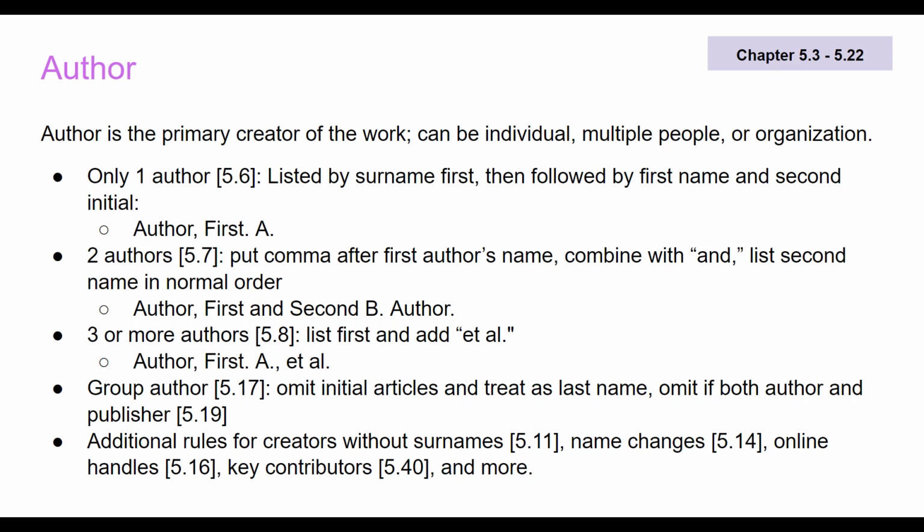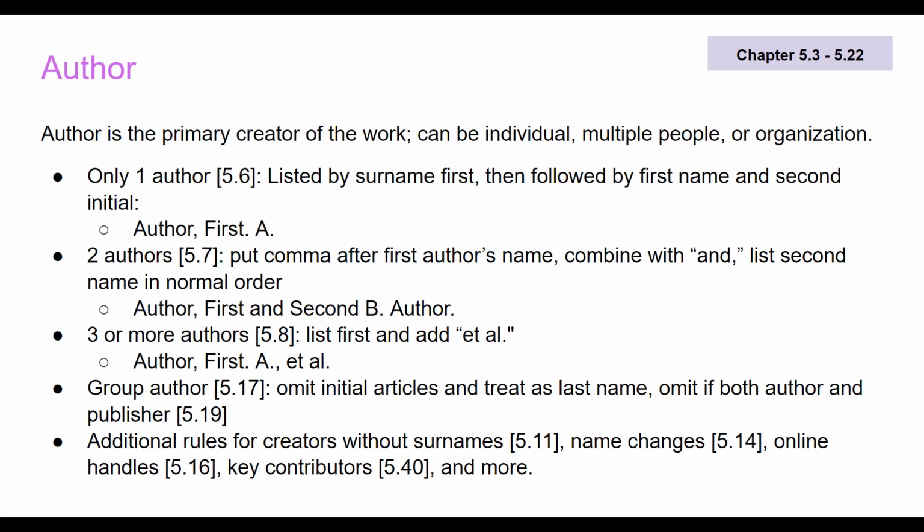Okay. For 3 or more authors, it gets a little bit easier, right? MLA, unlike a lot of other citation styles, says you really just need the first author's name, and then you can include an "et al." at the end to indicate that there are more people included in this. And it doesn't matter if it's 3, 4, 20, it doesn't matter, okay?